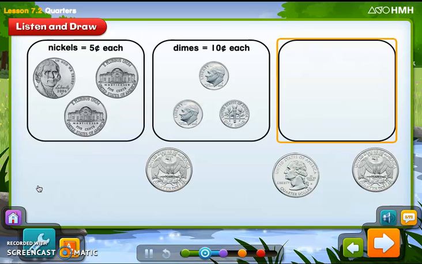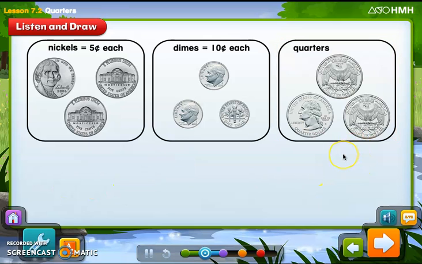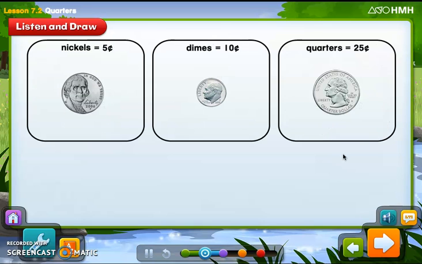Let's put the last kind of coin in this box. The 3 coins in the last box are quarters. This is the front of a quarter. This is the back of a quarter. Each quarter has a value of 25 cents. All the coins have been sorted. There's a group of nickels, a group of dimes, and a group of quarters. The value of a quarter is greater than the value of both a nickel and a dime.